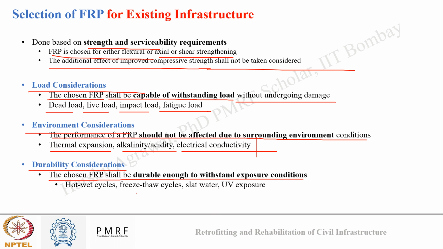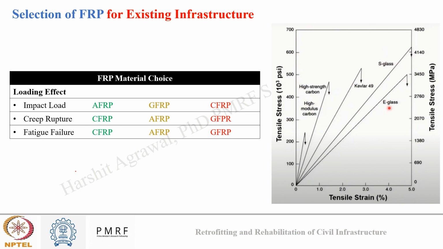This durability consideration also accounts for the last step, that is the strength reduction factor, which becomes an important tool when we are estimating the long term performance of FRP. So when we are choosing an FRP system, we need to take into account all these three considerations: the load consideration, the environment consideration, and the durability consideration. So when we talk about load effect, we have seen earlier also how commonly used FRP like carbon, glass, and aramid fiber perform on a stress versus strain plot. So glass fiber possesses the maximum strength and strain limit, while carbon fiber reinforced polymer is the stiffest among all.